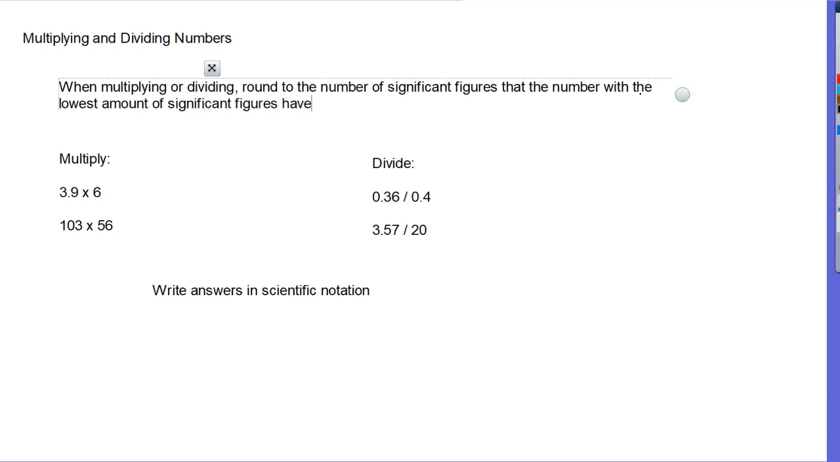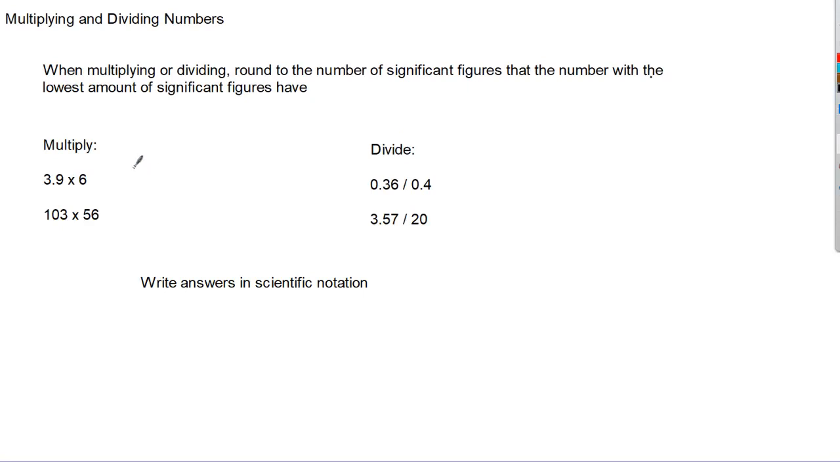So, for example, 3.9 times 6 is 23.4, but 6 has the lowest amount of significant figures, so we round it to one significant figure, which is just 20. That's it. 103 times 56 is a big number. It's 5768. But 56 has two significant figures, so we round it to two significant figures, 5800.